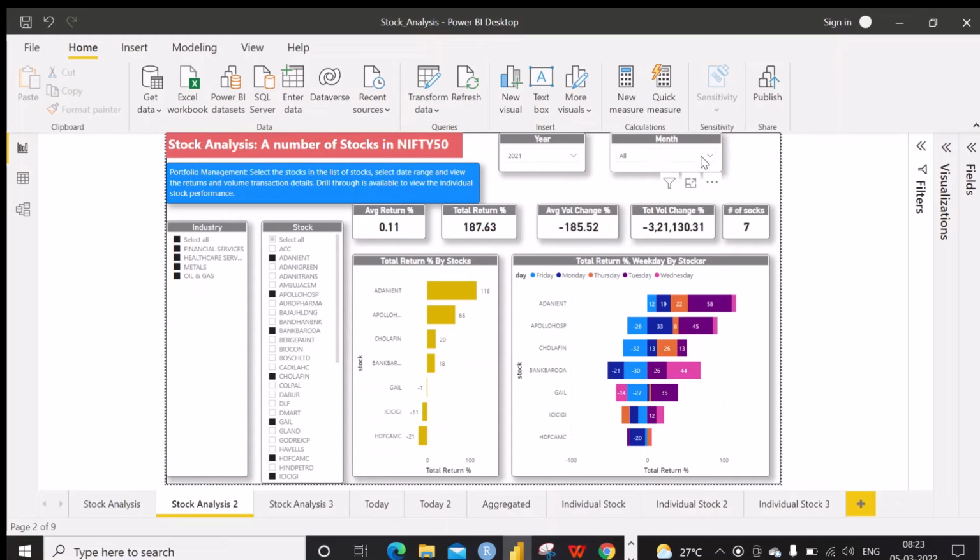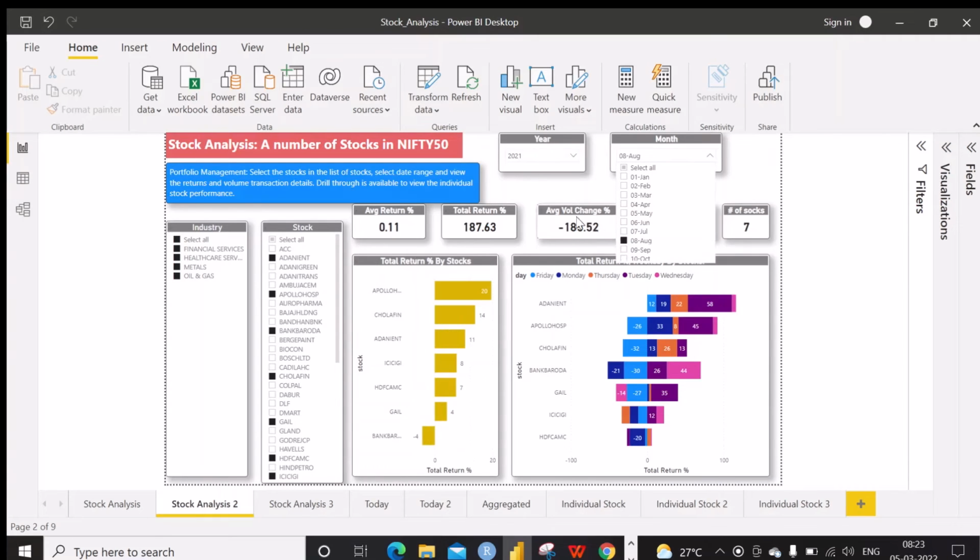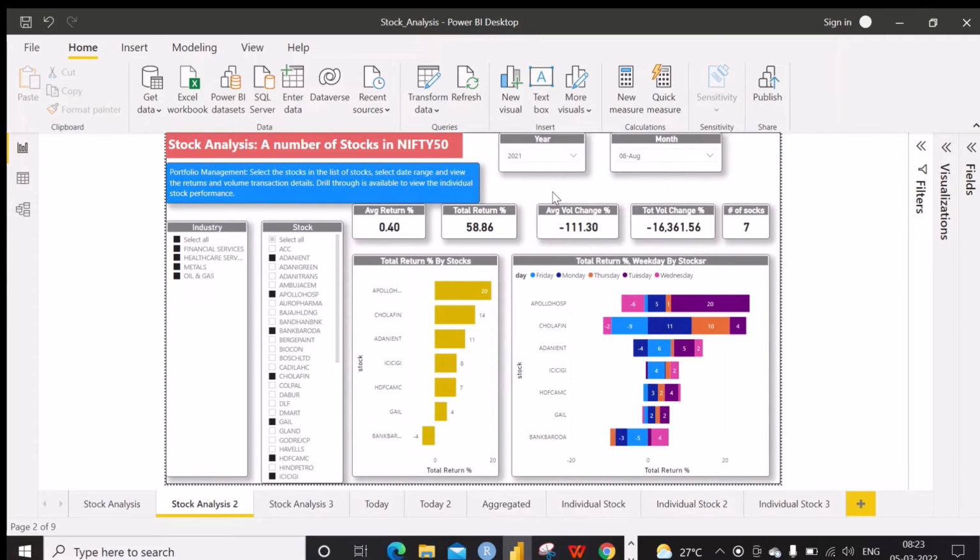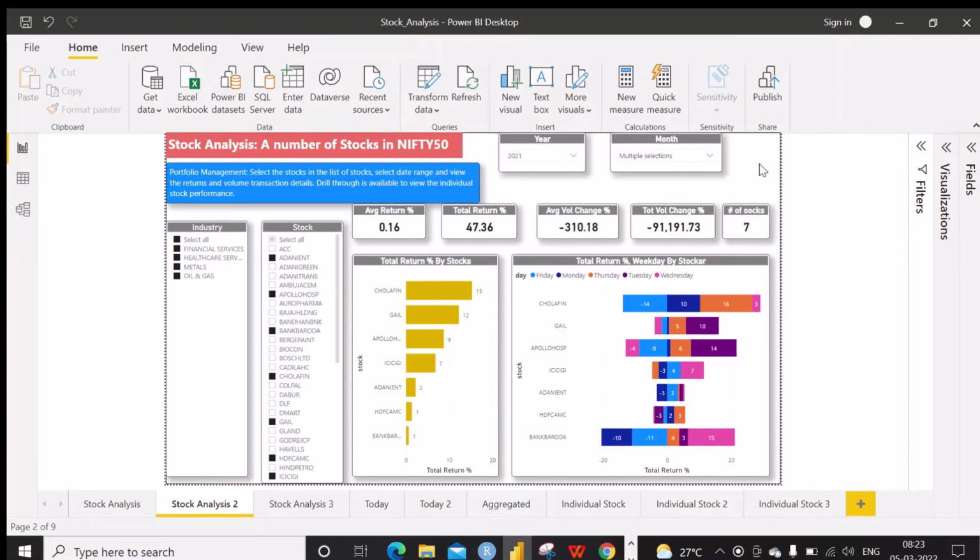If you are interested only in any one month, then you can select here. For example, if you are interested only in August, then it will show the 2021 August month result. You can compare the shares for that particular month. If you are interested in more than 1 month, that is also possible. Press Ctrl and select the months, then you can get the results for these 2 months.